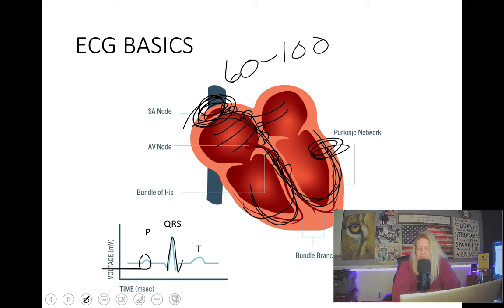1, 2, 3, 4, 5, 6, 7, 8, 9, 10, 11, 12, 13. So there's 13 QRSs, 13 times 10 is 130. So my rate is 130. So this is actually a sinus tachycardia.